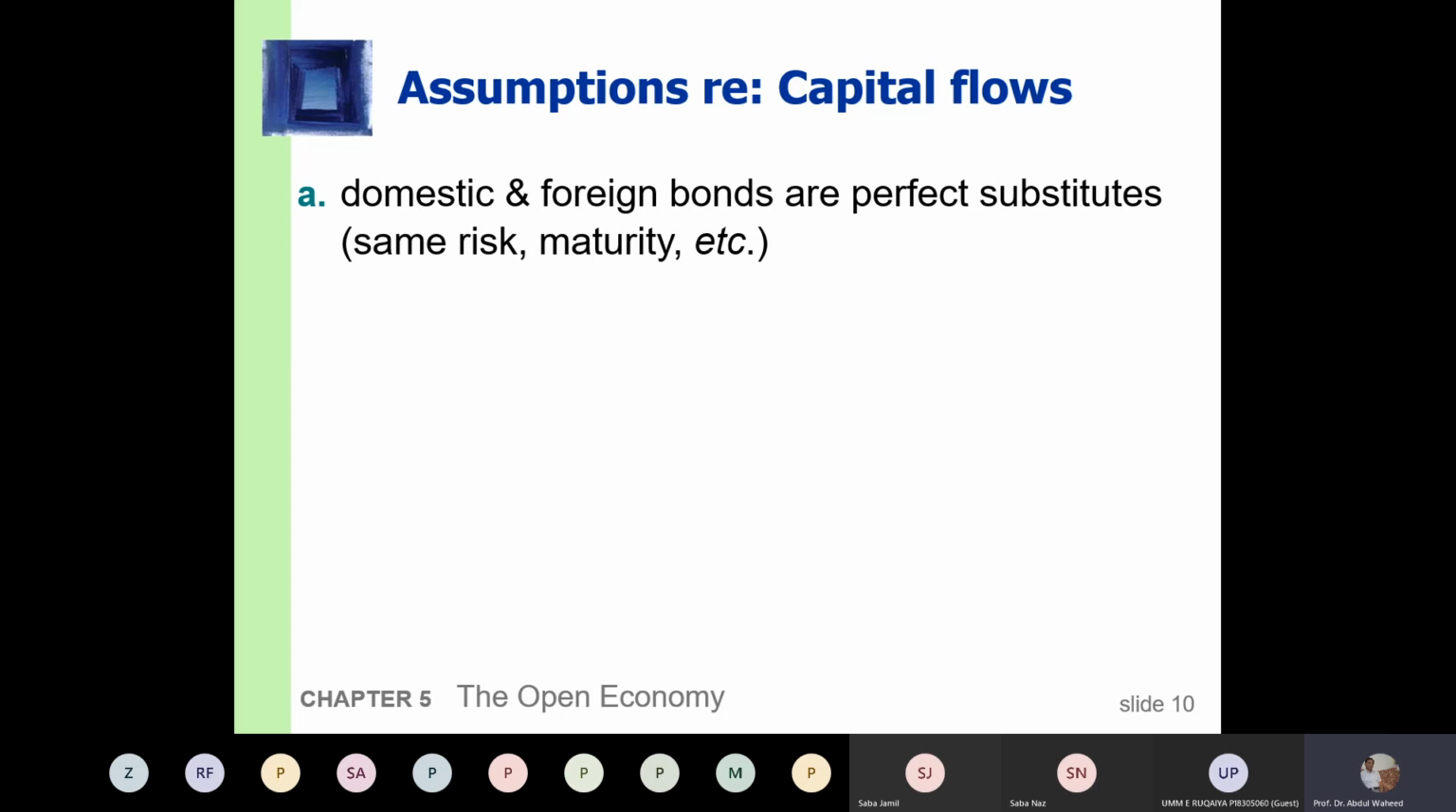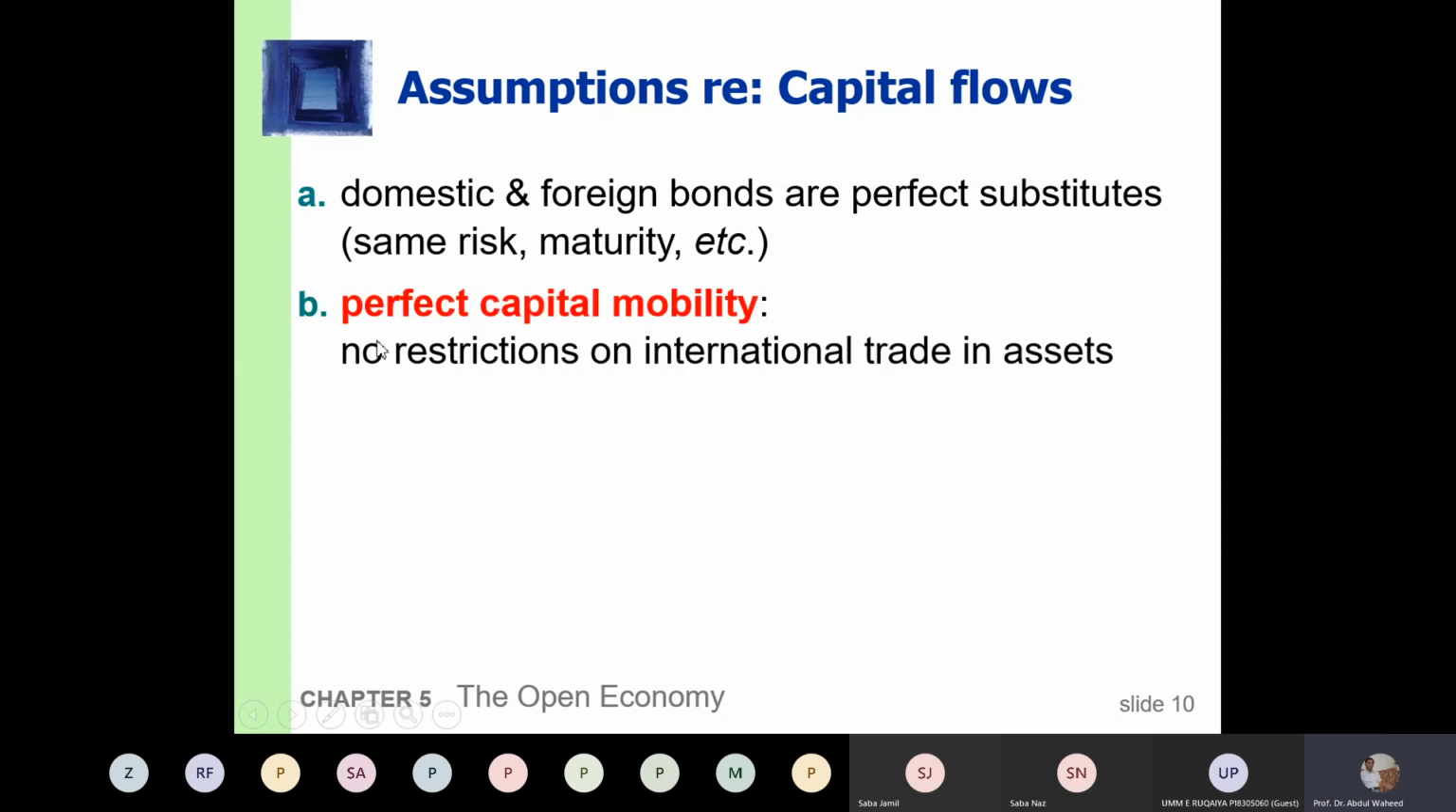Okay, so risk and maturity and other factors are the same for a domestic bond or a foreign bond. Then there is perfect capital mobility. There are no restrictions on international trade in assets, so you can buy foreign assets, and foreigners can buy your assets. The risk of domestic assets and foreign assets is the same, and the maturity of domestic and foreign assets is also the same.